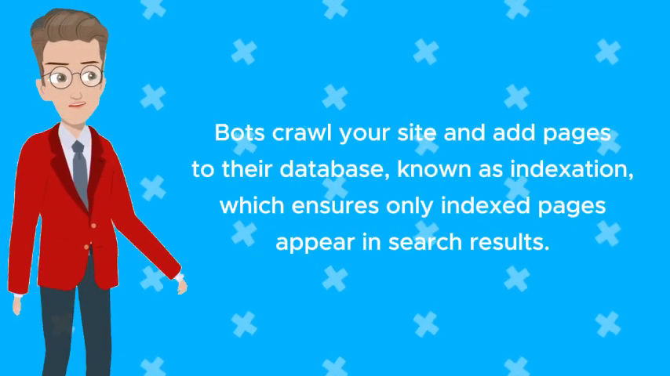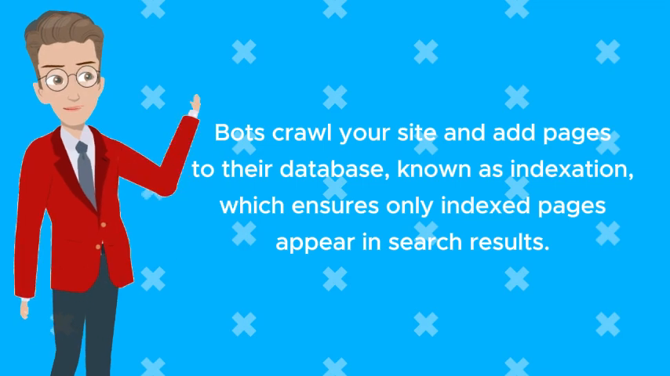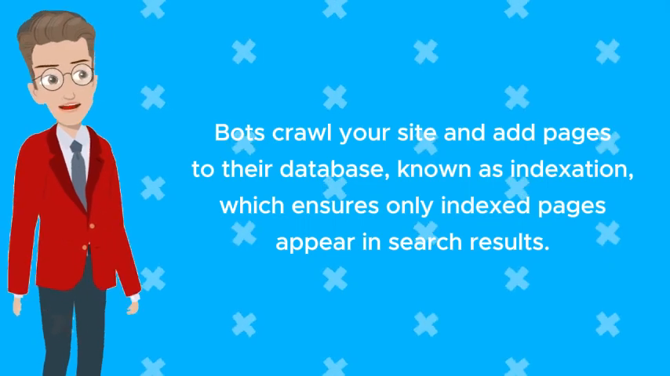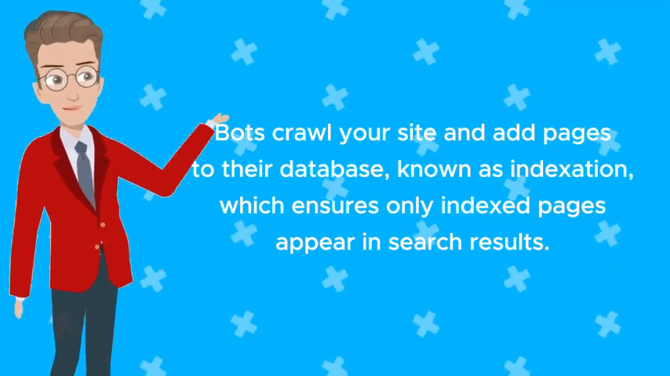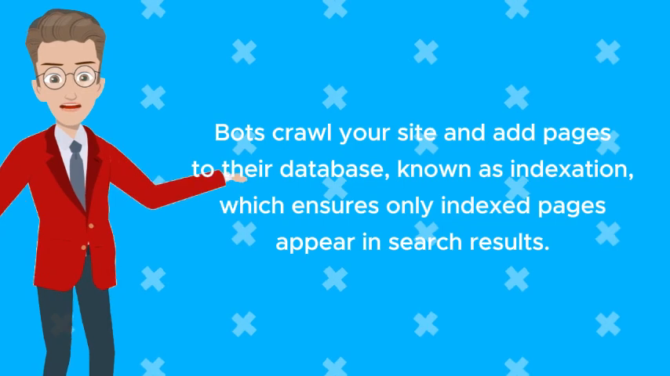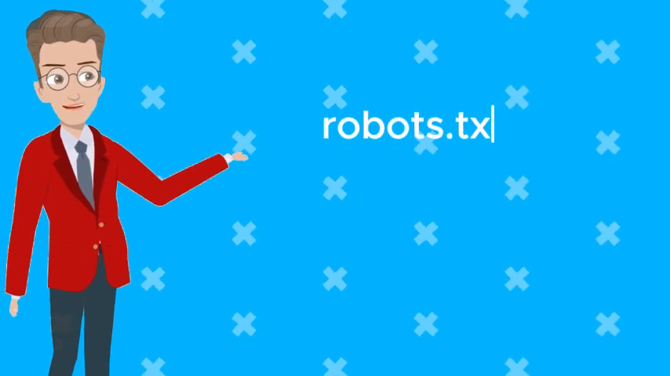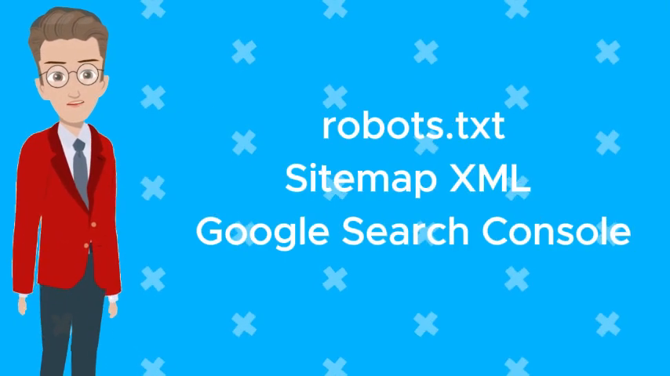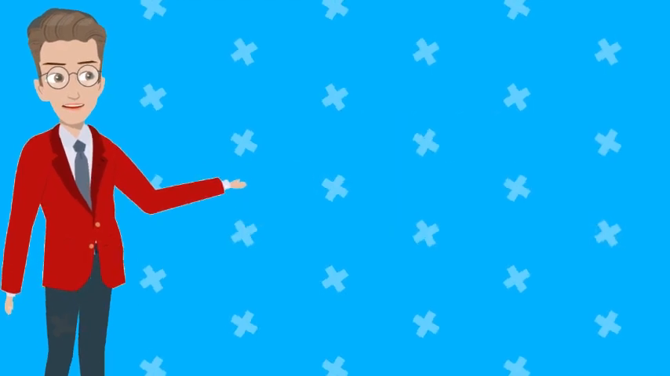Indexation. Once the bots have crawled your site, they add the pages they've found to their database, or index. Only indexed pages can appear in search results. To ensure your site is properly crawled and indexed, you need to use tools like robots.txt, sitemap XML, and Google Search Console. Let's explore each of these in detail.